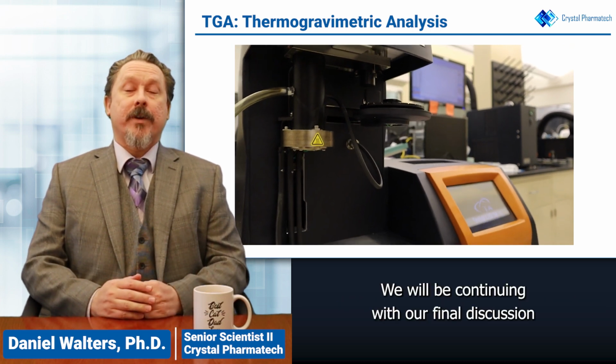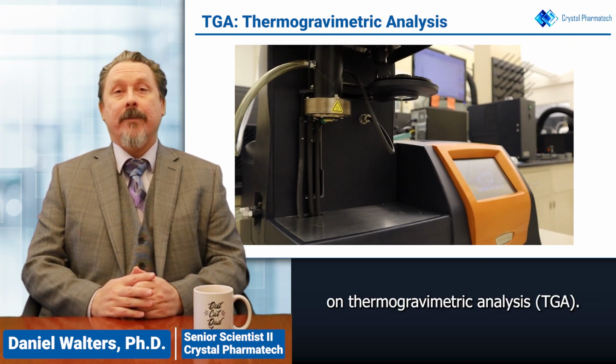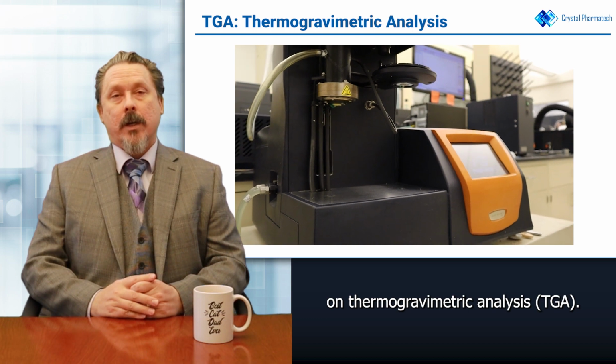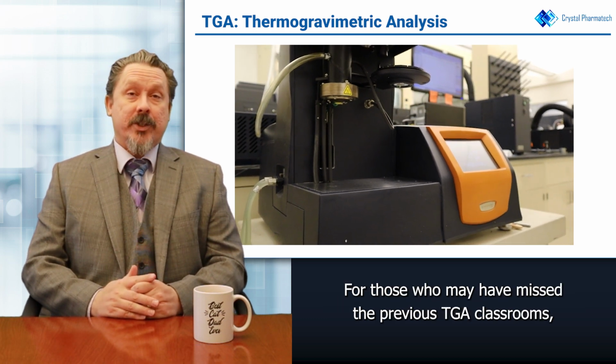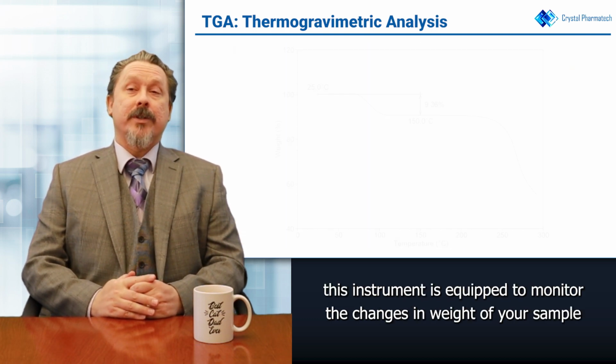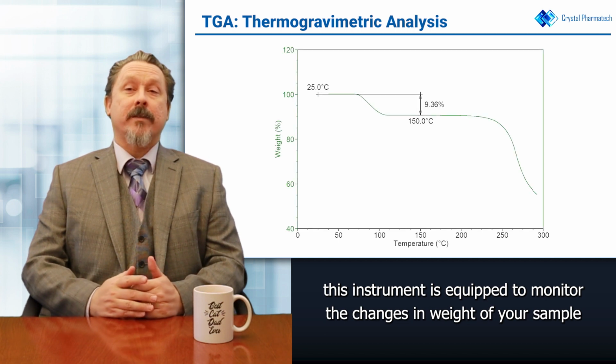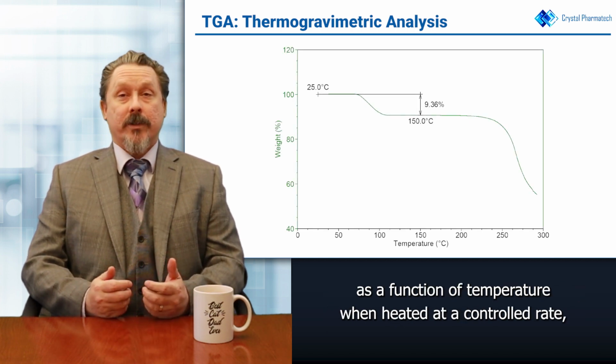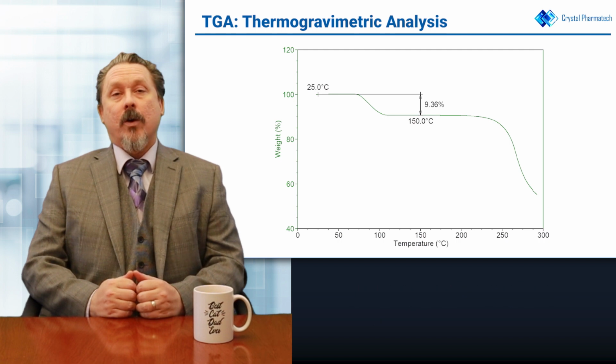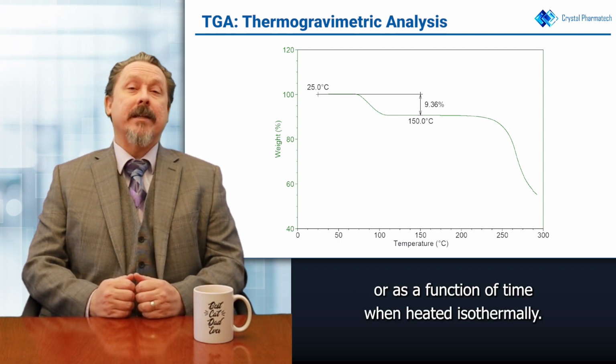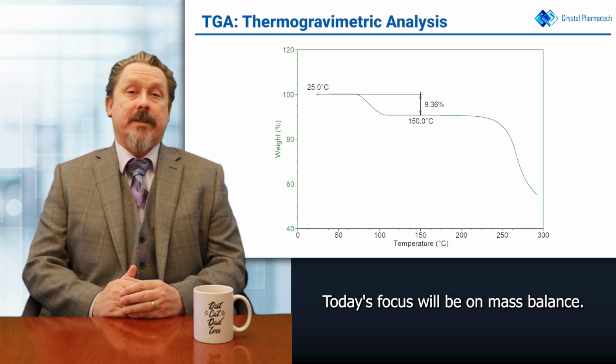We will be continuing with our final discussion on thermogravimetric analysis. For those who may have missed the previous TGA classrooms, this instrument is equipped to monitor the changes in weight of your sample as a function of temperature when heated at a controlled rate, or as a function of time when heated isothermally. Today's focus will be on mass balance.